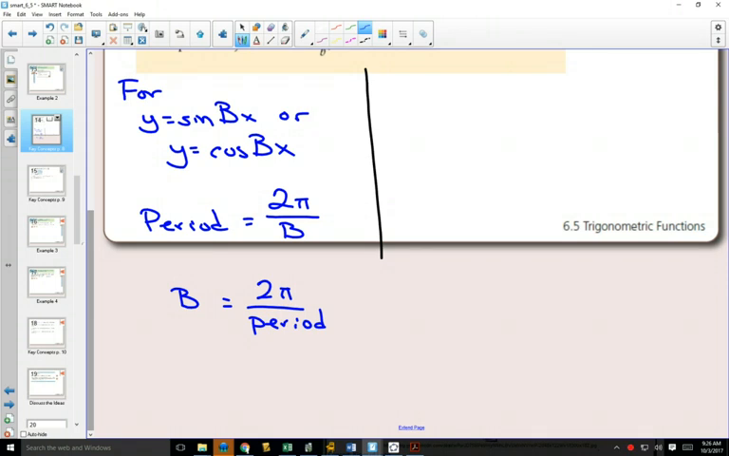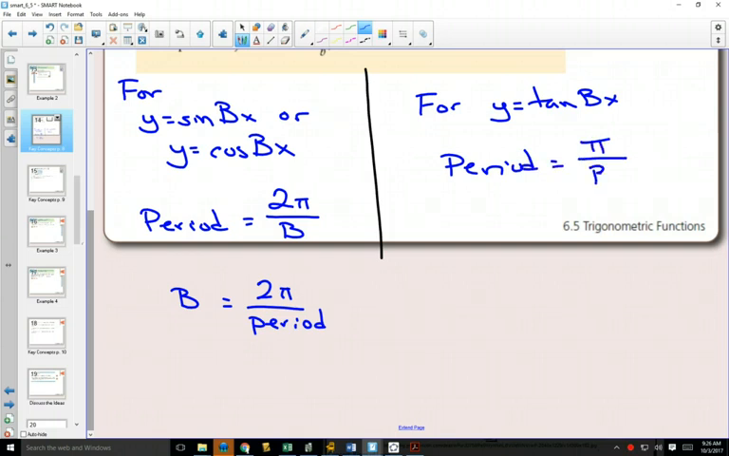So for sine and cos, this is the formula because your initial period is 2 pi. For tan, the formula is a little bit different because your initial period for tan is pi. So now your period would be pi divided by your B value. Because if B was 3, it would be a horizontal compression by 1/3. That's like dividing by 3. And rearranging this, your B value would be pi divided by your period.